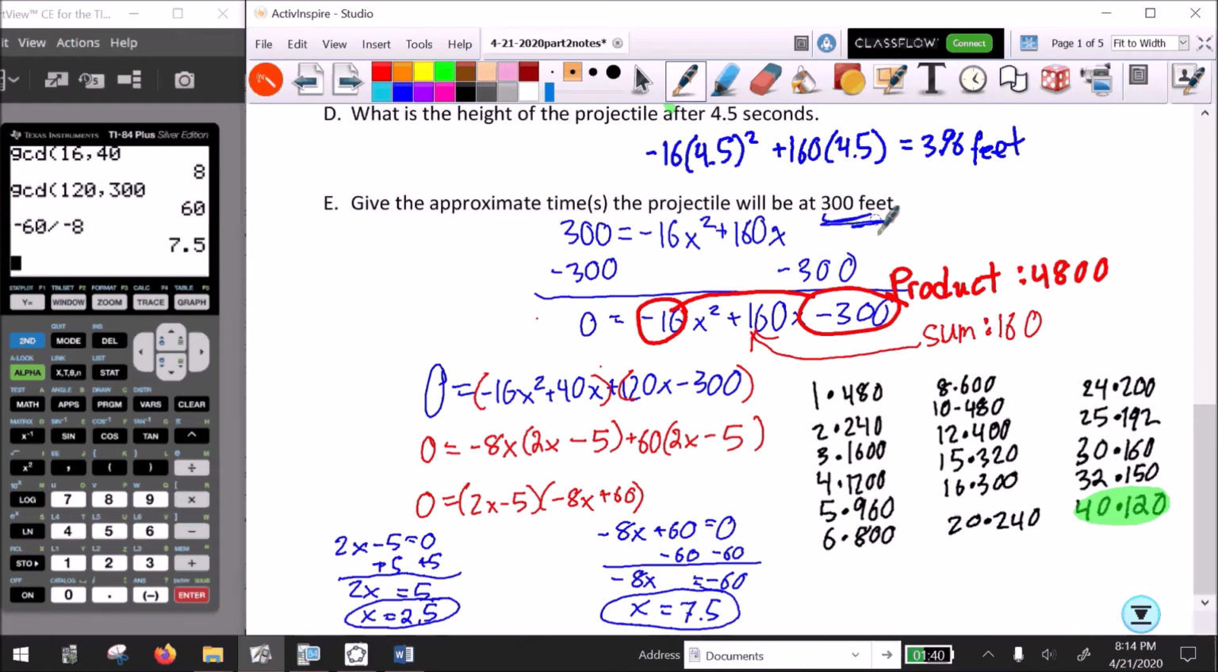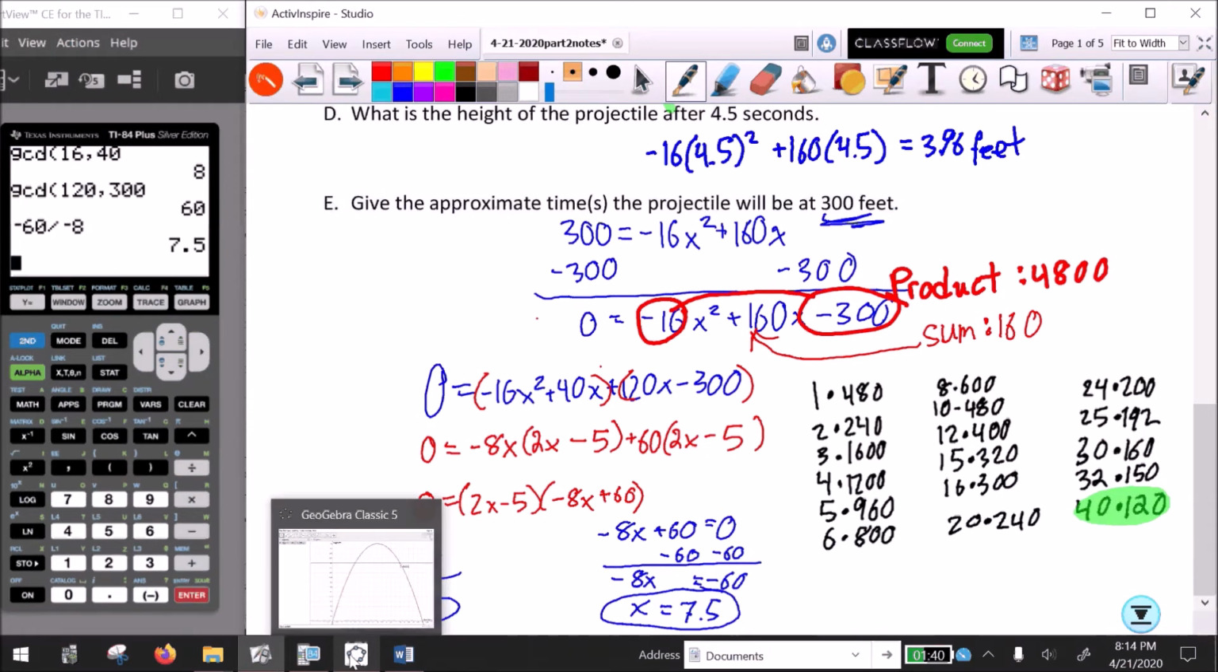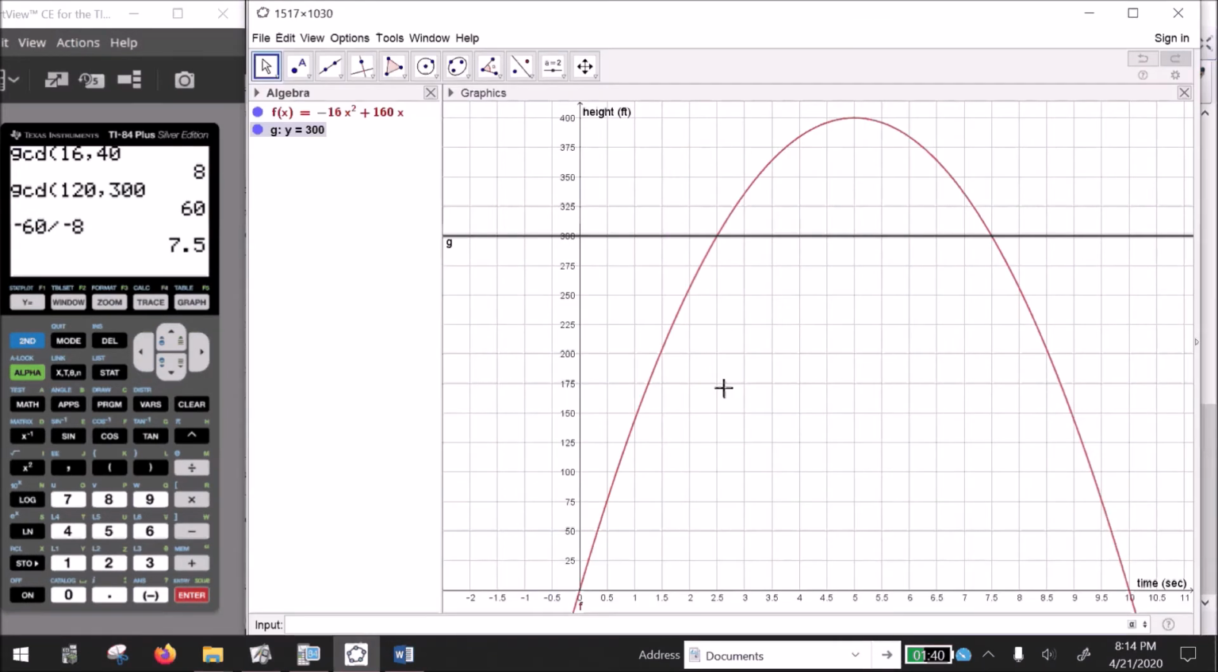So if we go back to our graph, we can verify that. It happens at 2.5 seconds. You can see that here. It's at 300 feet. And again at 7.5 seconds. It's at 300 feet. So that's because this projectile is launched. It goes up in the air. It reaches its maximum height. And it comes back down and it hits the ground. So it is at 300 feet twice.